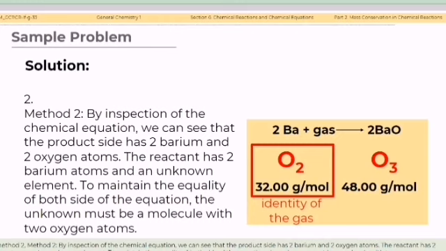For method 2, by inspection of the chemical equation, we can see the product side has 2 barium and 2 oxygen atoms. The reactant has 2 barium atoms and an unknown element. To maintain the equality of both sides of the equation, the unknown must be a molecule with 2 oxygen atoms. Hence, the unknown is O2.